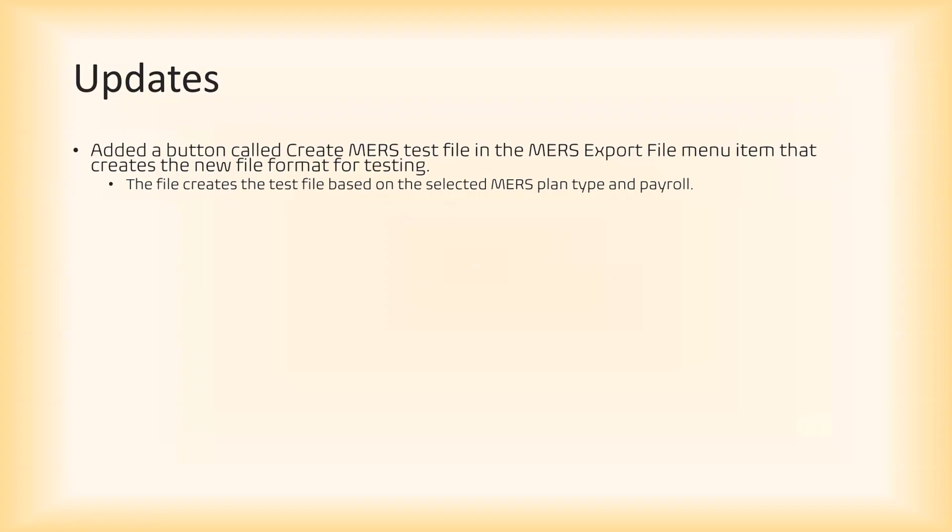So the first thing I want to point out is that we created the MERS test file, which is now available in ProFund Accounting. All you have to do to run the test file is go into MERS and run it like normal: select your MERS plan, your payroll, the payroll year and month, run it, select your deduction codes, enter your plan number, which in this case would be the new plan number assigned to you, and then click calculate.